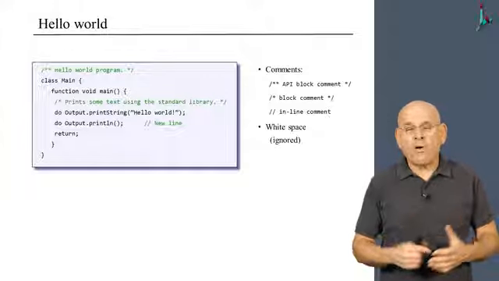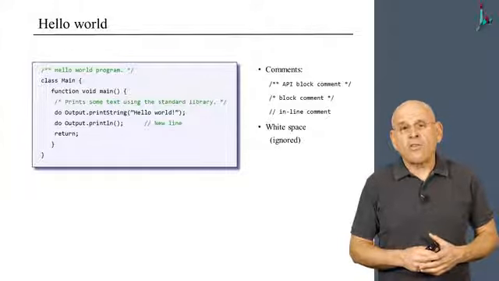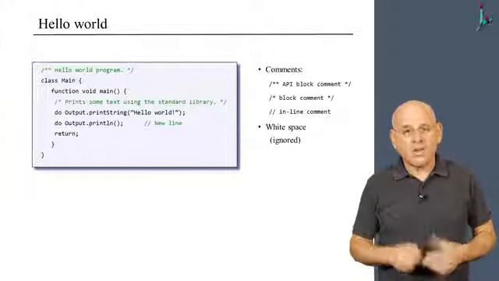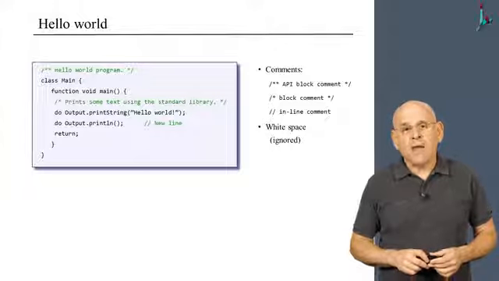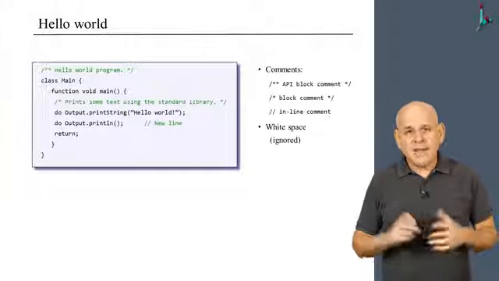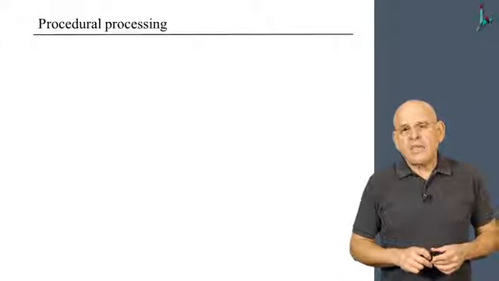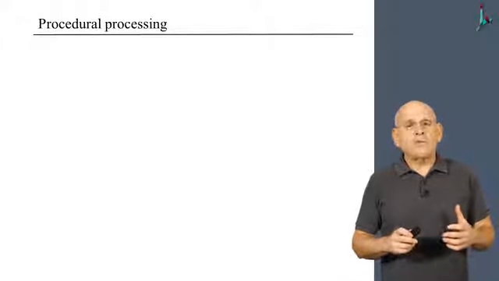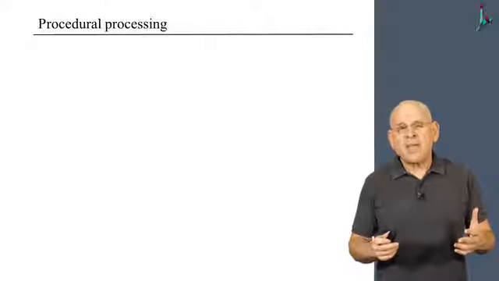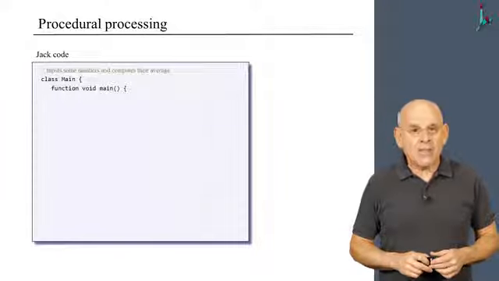And indentation, of course, is super important in order to help us make sense of our code and the code of other programmers. All right, moving along, let's see another example of a Jack program, a more interesting one. And this program wants to read a set of numbers and compute their average.